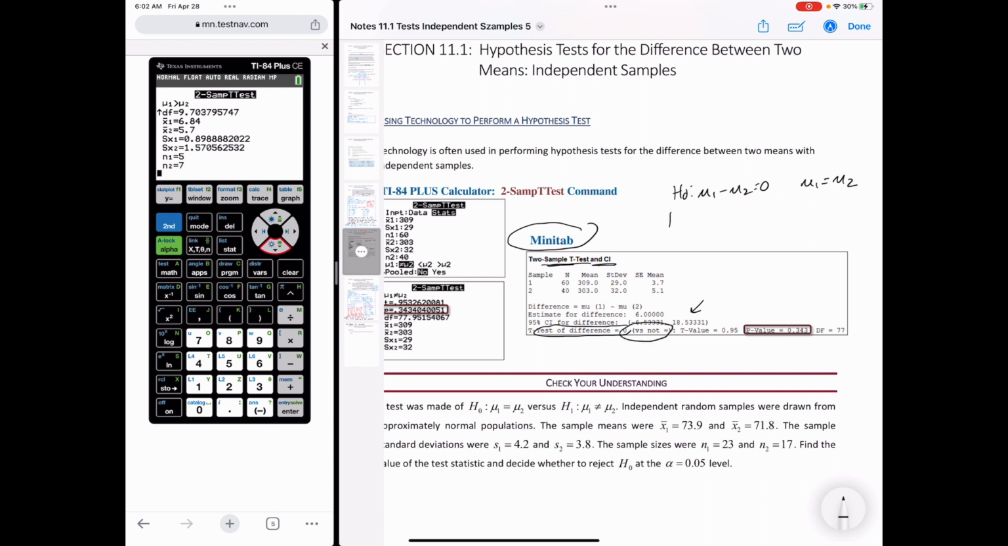So their H1 would be the difference, mu1 minus mu2, is not 0. Ours would be mu1 is not mu2. Sorry. I don't like how Minitab rounds. There's their test statistic, their t-value. I like 3 digits. There's their p-value. I like 4 digits. But again, it would be the same thing as the calculator.